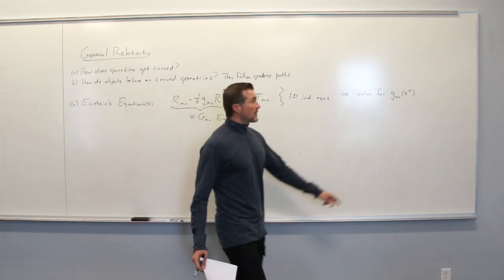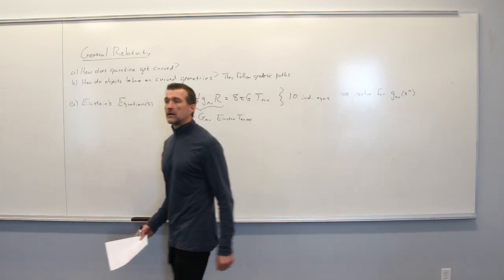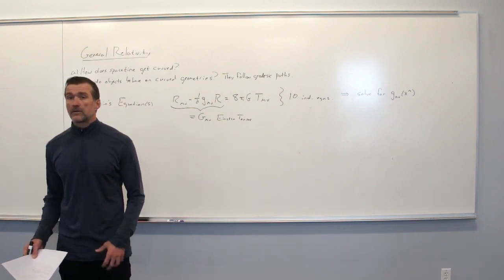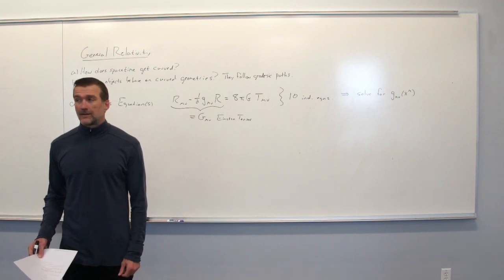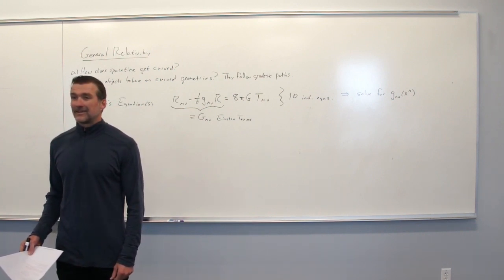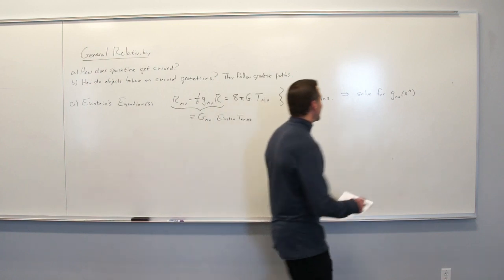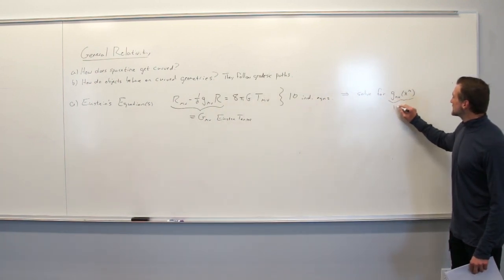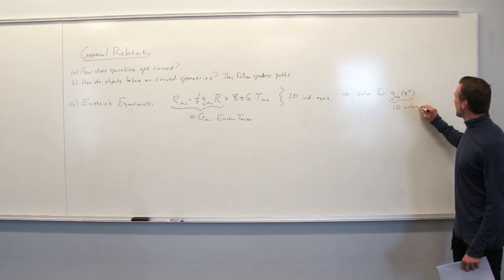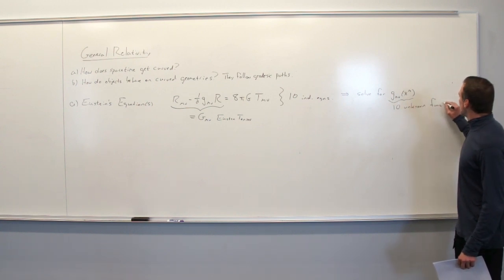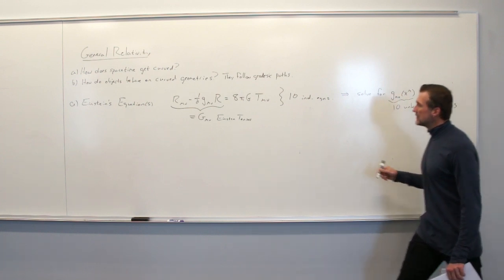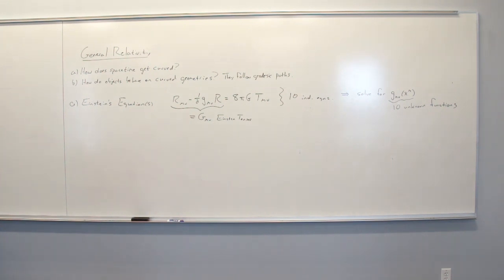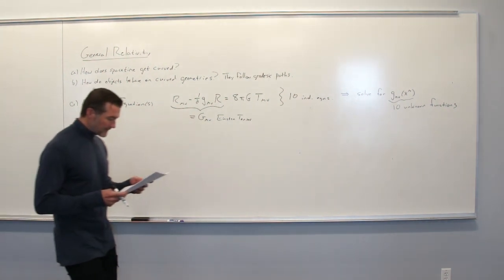How many components are there in the metric? How many unknown components are there in a metric? 10, yeah, it's a symmetric 4x4 matrix. So there are 10 unknown functions. And you know what? That seems to agree very well with the fact that we have 10 independent equations in Einstein's equation. Man, it's like it was meant to be, right? Doesn't that sound awesome?